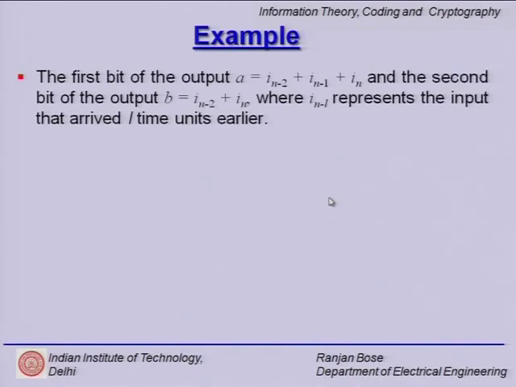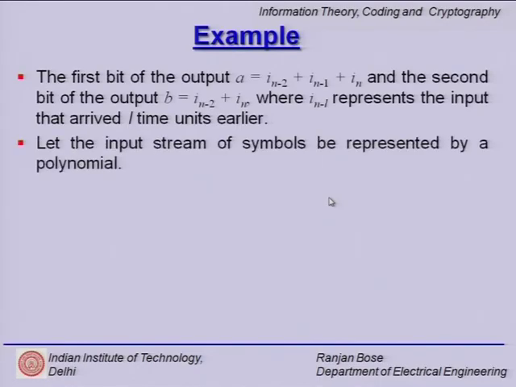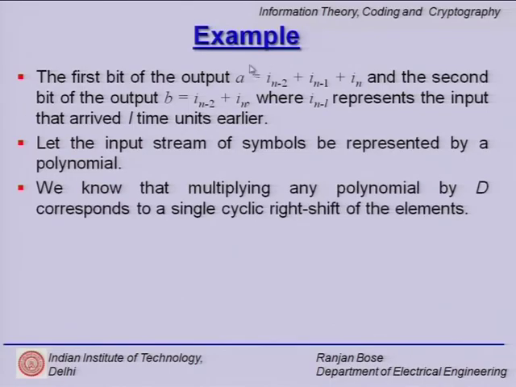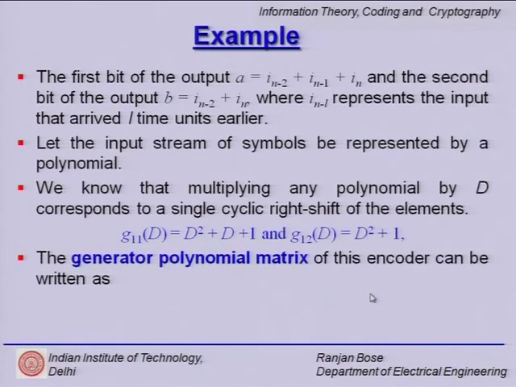So, this is the example of how input and output, A and B, are related using the d squared. So, we have these two elements of the generator polynomial matrix, G11 and G12, linking input 1 to output 1 and input 1 to output 2, and so we have consequently the notion of a generator polynomial matrix, which we will now write as d squared plus d plus 1 and d squared plus 1.